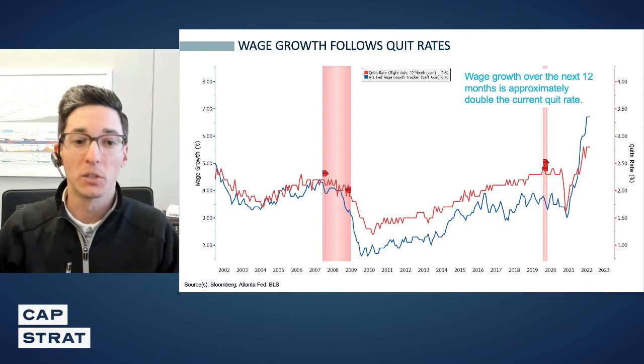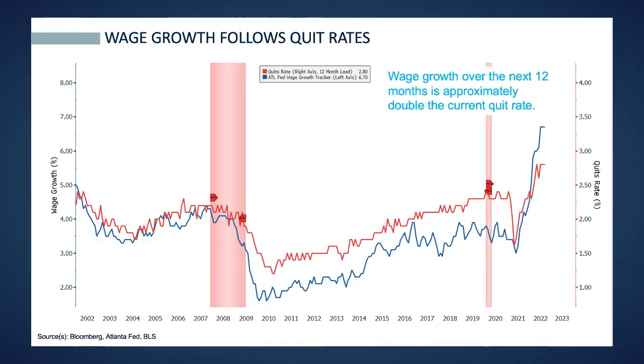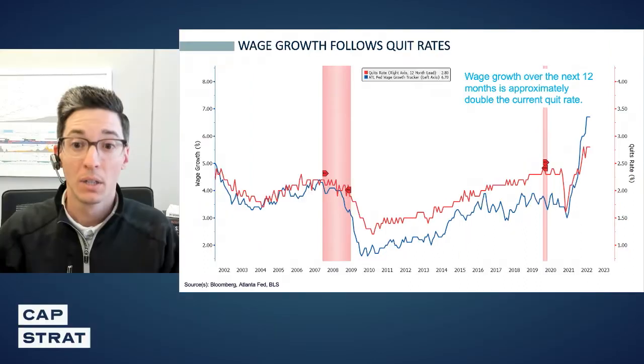So the blue line is wage growth year over year. This is tracked by the Atlanta Fed. And you can see these lines are pretty much related. So how you can look at it is you take the current quit rate, and generally speaking, the historical relationship has been double that current quit rate, and you have a very good estimate of wage growth over the next 12 months.